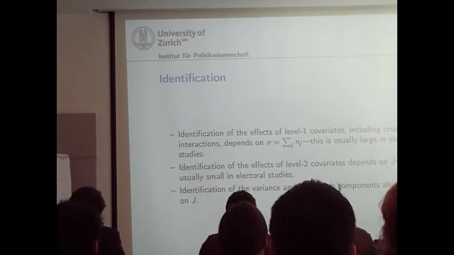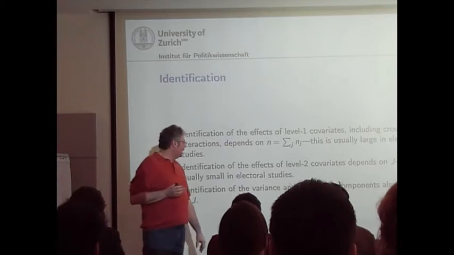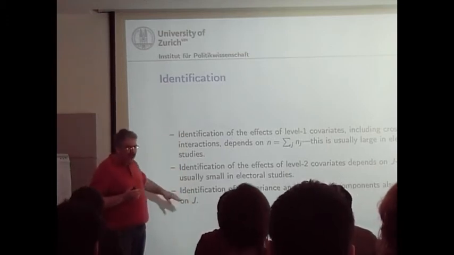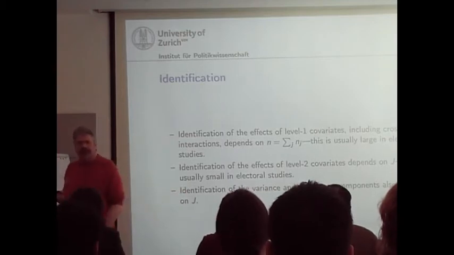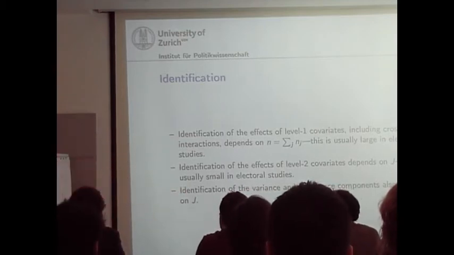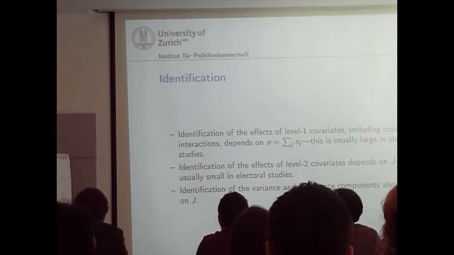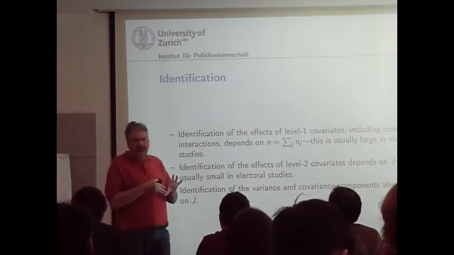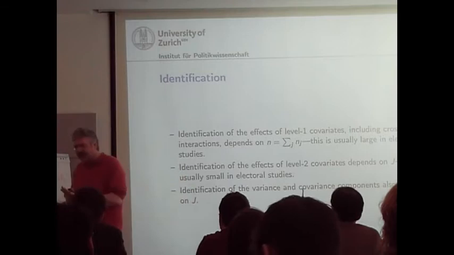There we usually don't have a problem, but when we get to the effects of the level 2 covariance, and when we get to the variance and covariance components of the level 2 errors, there the critical quantity is the number of contexts, J. We can essentially not estimate more effects than we have level 2 units.